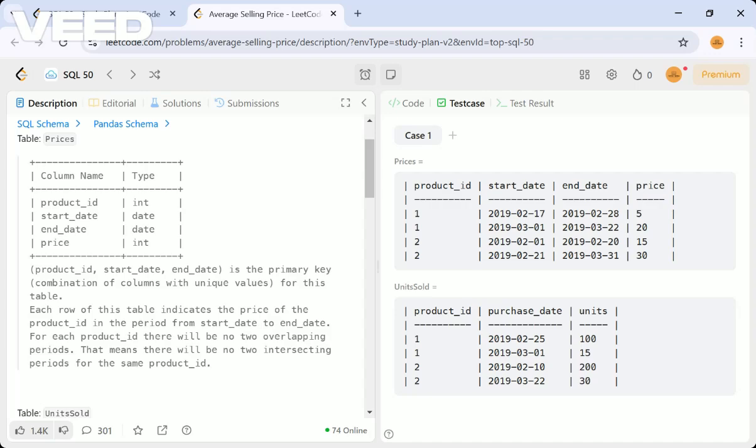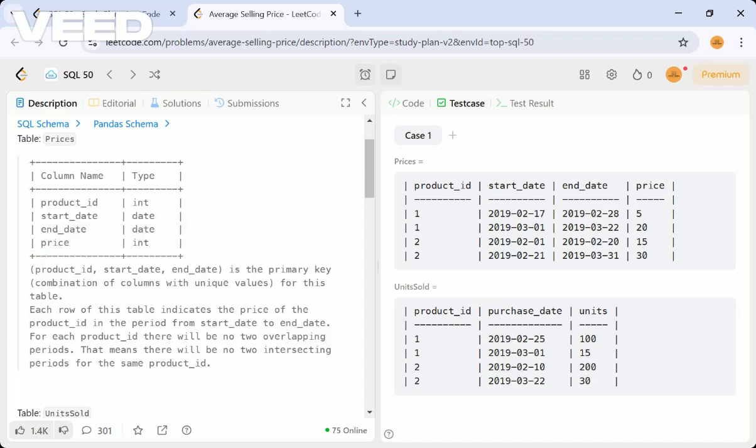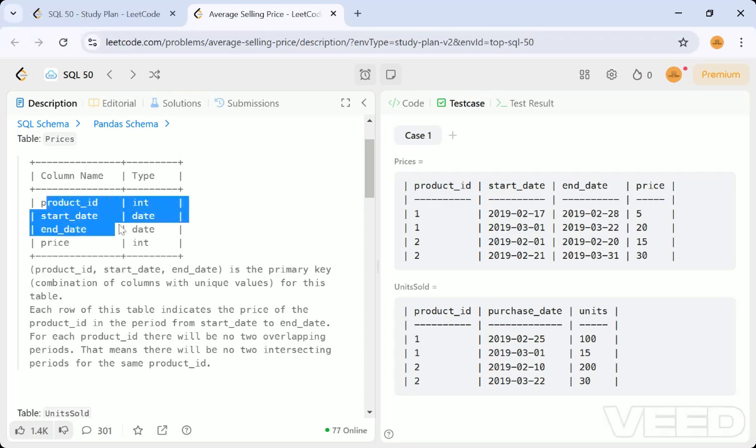We have a Prices table where we have the product ID, start and end date, and the price of that product. Product ID is an integer type, price is an integer type, and the dates are date type. Product ID, start date and end date together form the primary key. It's a unique value for these three across the entire table. A row of this table indicates the price of the product during a given period.